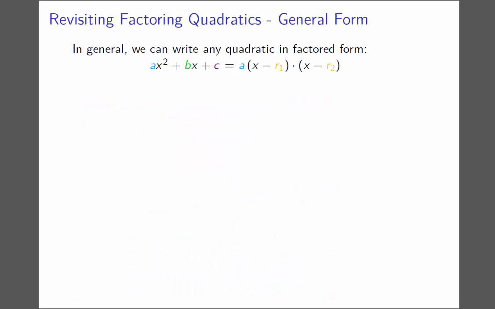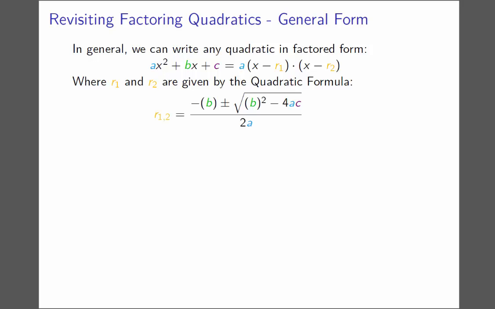In general, we can write any quadratic in the factored form ax squared plus bx plus c equals a times x minus r1 times x minus r2, where r1 and r2 are given by the quadratic formula: negative b plus or minus the square root of b squared minus 4ac all over 2a. Using this, we can put any quadratic into factored form.